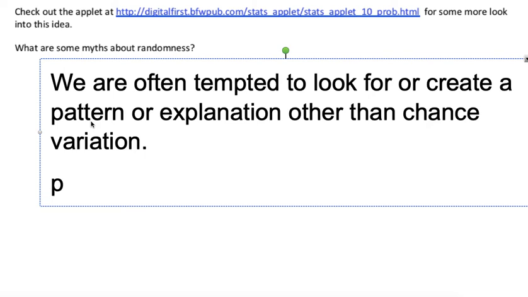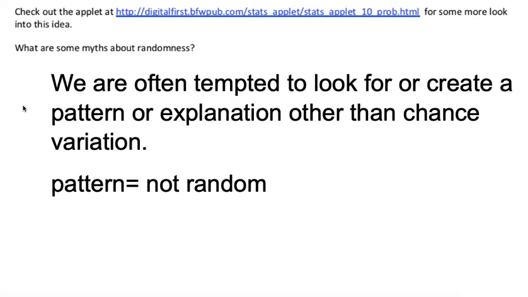Another myth is that a pattern equals not random. Okay, so this is still going back to that idea. It's not always the case. Our pattern doesn't have to equal not random. It can still be random within that same kind of variation there. So kind of keep that in mind. The other myth we said was the law of averages. Again, you're not owed an outcome.